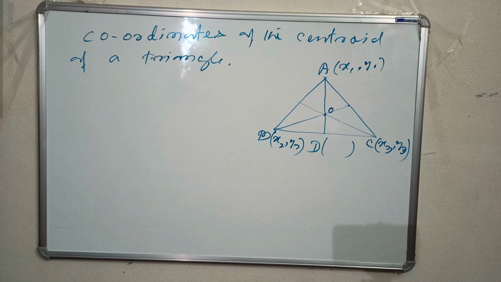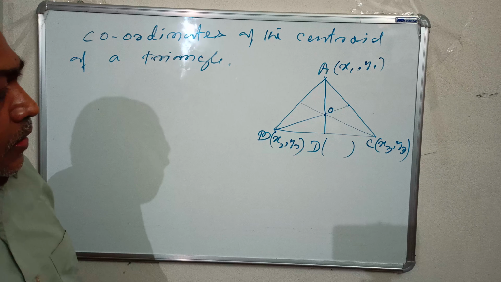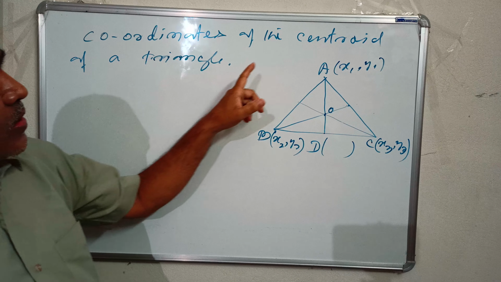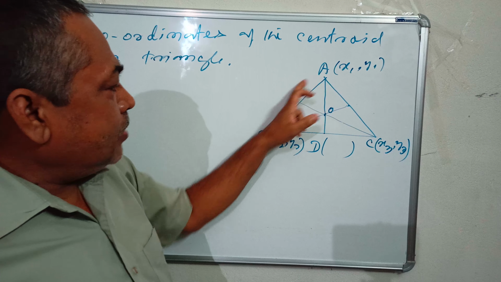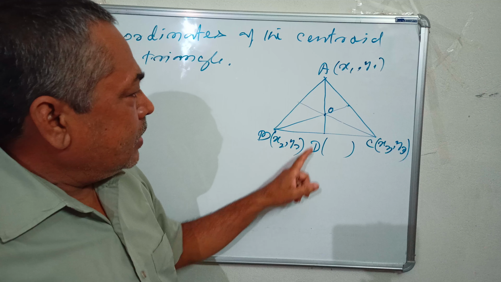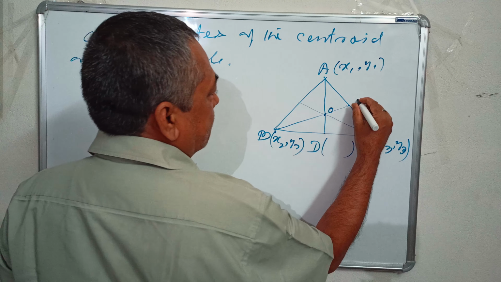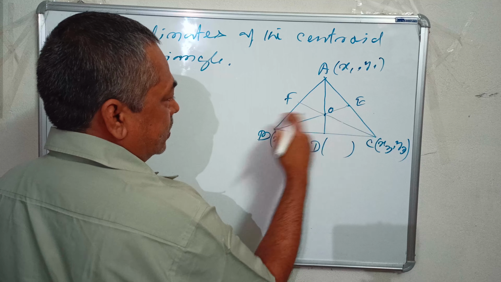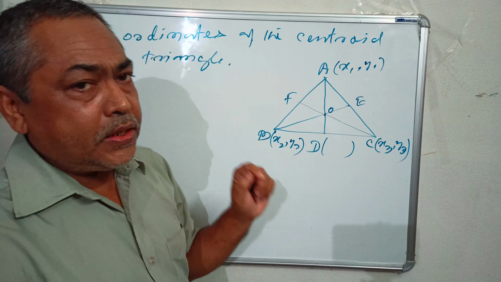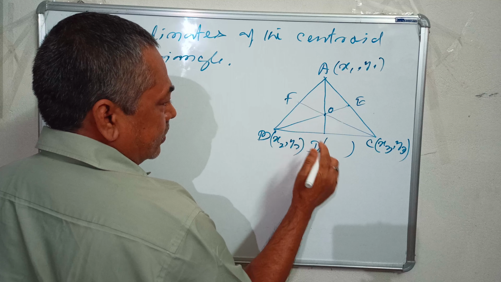Okay, in this video you are going to learn about the centroid of a triangle. First of all, what is the centroid of a triangle? Suppose ABC is a triangle and AD, BE and CF are medians of the triangle. AD is a median.